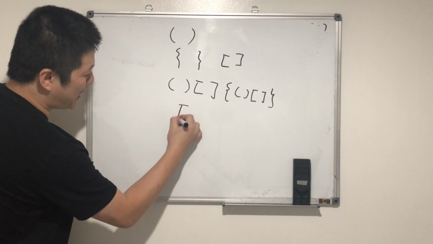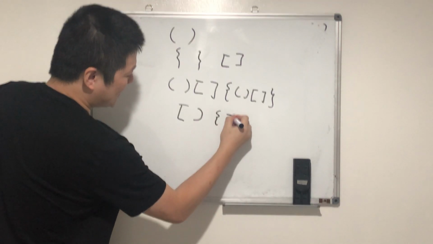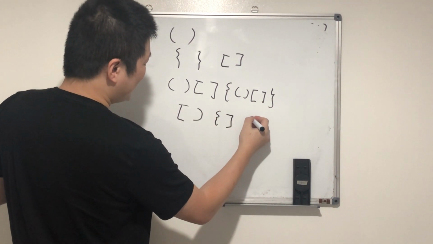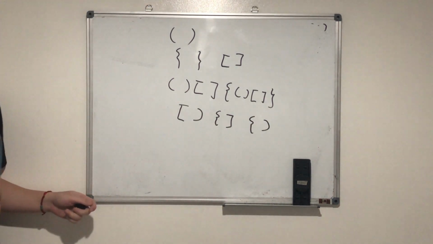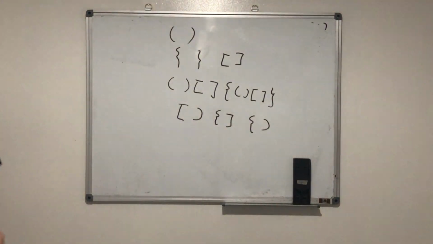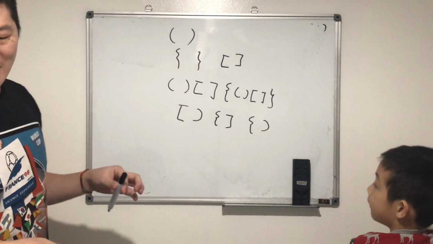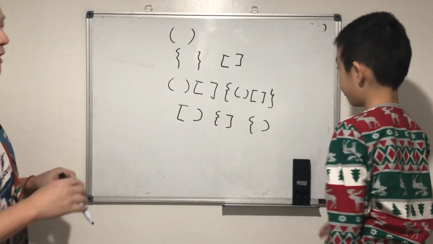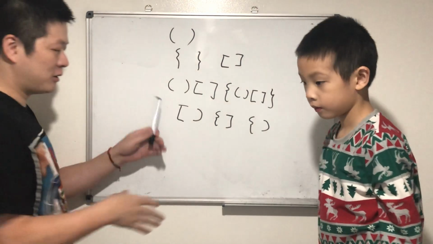But this is not in pair. This is not. This is not. Do you get it? This is not, right? Because even though it's open and closed, this does not match. So our task is to design an algorithm to solve this problem.